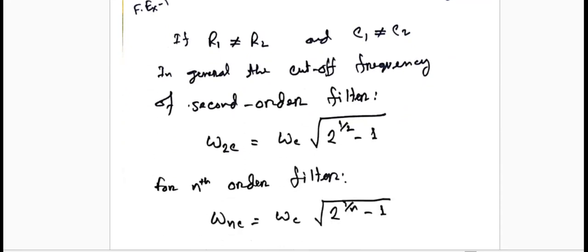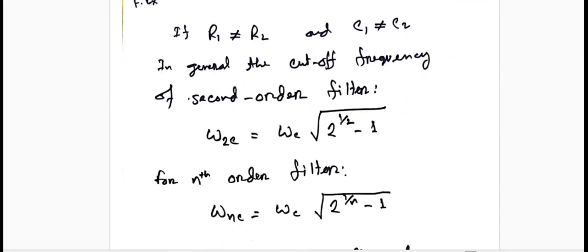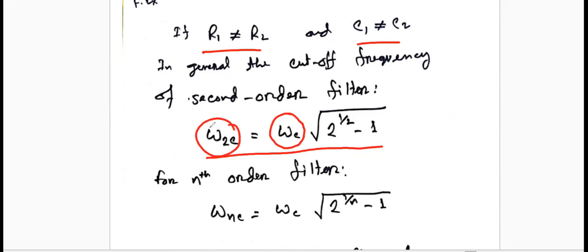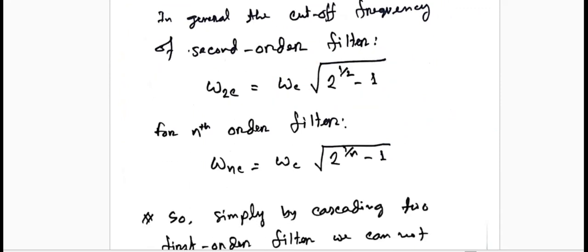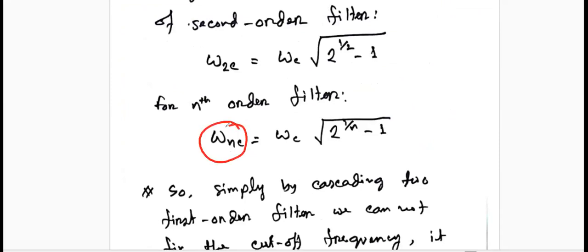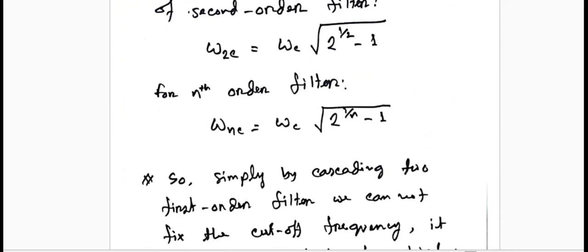If they are not equal, how would the cutoff frequency change its position? In that case, for the second order, the cutoff frequency relates the first order cutoff frequency to the second order cutoff frequency. So definitely it will be shifted by this value. Similarly, in general, the nth order cutoff frequency will be shifted by this value compared to the first order cutoff frequency. This is of course a problem.